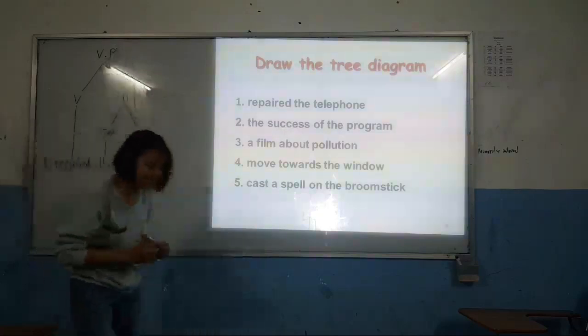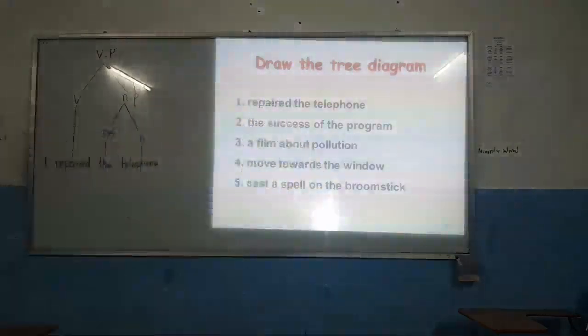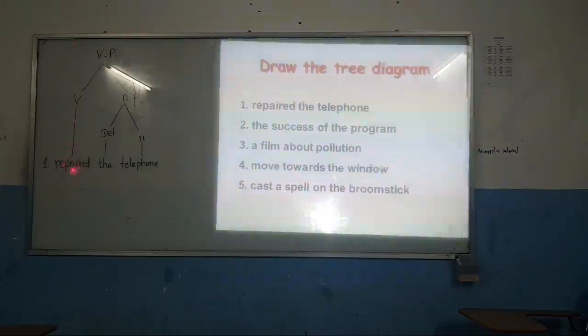Can I just clarify: how can you know it is a verb phrase? We start with the verb repair. You can check whether repair is a verb or an adjective, but repair is never an adjective here, right? So you can know clearly which one. Repair is a verb. The is a determiner. Telephone is a noun. So together they make a noun phrase. So verb and noun phrase give you a verb phrase. This one is a verb phrase. Okay, very good.